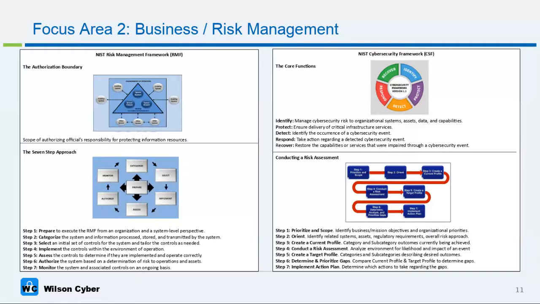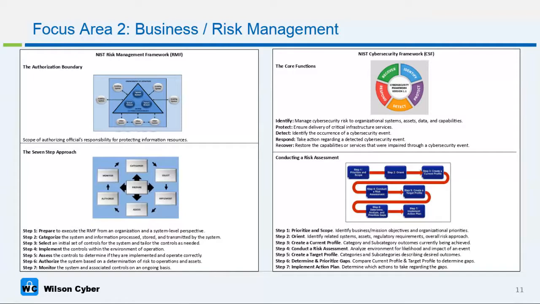Step 1, prepare to execute the risk management framework from an organization and systems level perspective. Step 2, categorize the system information processed, stored, and transmitted by the system. Step 3, select an initial set of controls for the system and tailor the controls as needed. Step 4, implement the controls within the environment of operation. Step 5, assess the controls to determine if they are implemented and operated correctly. Step 6, authorize the system based on determination of risk to operations and assets. Step 7, monitor the system and associated controls on an ongoing basis. So that's the approach we'll be using based on the risk management framework.